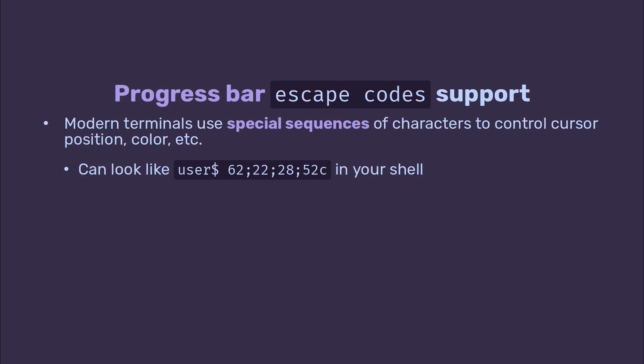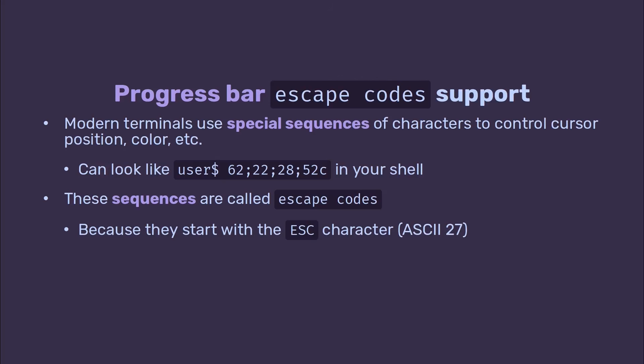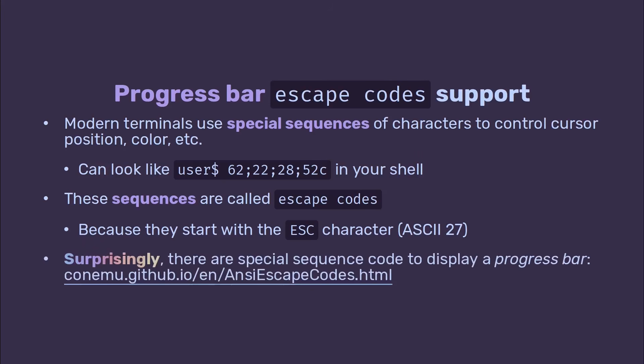Modern terminals support a lot of these sequences called escape codes because they start with the escape character, ASCII 27. I knew a bunch of the most used ones, but it turns out there are escape codes to control progress bars. They are specific to ConEmu, a popular Windows terminal emulator, though I didn't find any other terminals supporting them. But the feature itself is pretty cool. I hope other terminals can add support in the future.